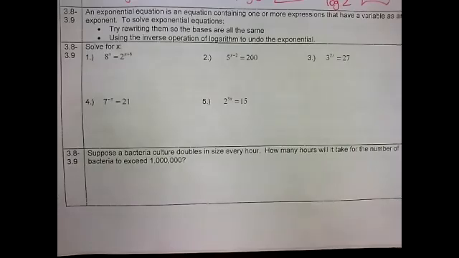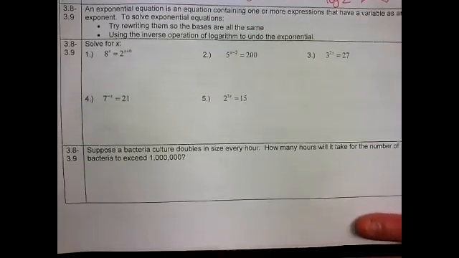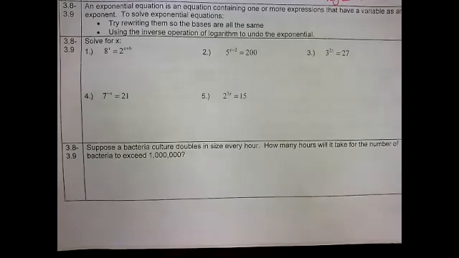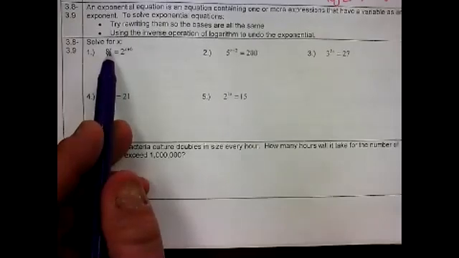So the end of logarithms. We've been talking about logarithms and how logarithms undo exponential equations or exponential expressions. An exponential equation is an equation containing one or more expressions that have a variable as an exponent. So that's where you see we have some sort of variable as the exponent.